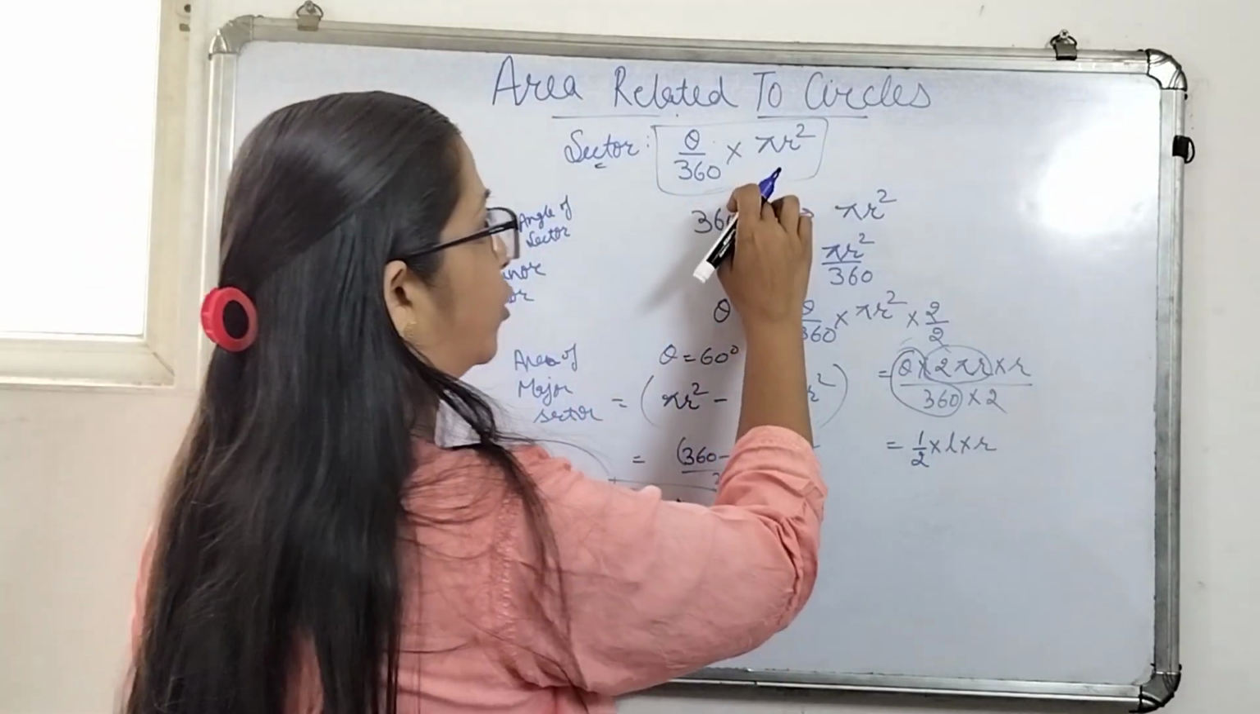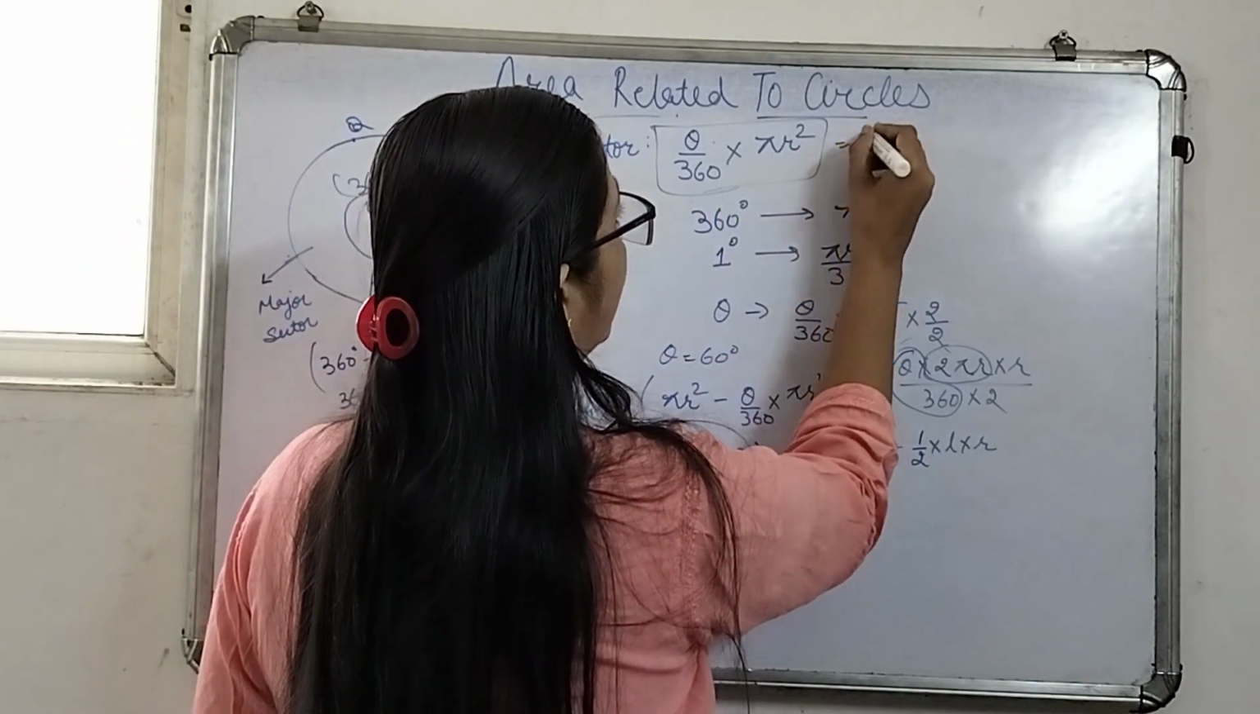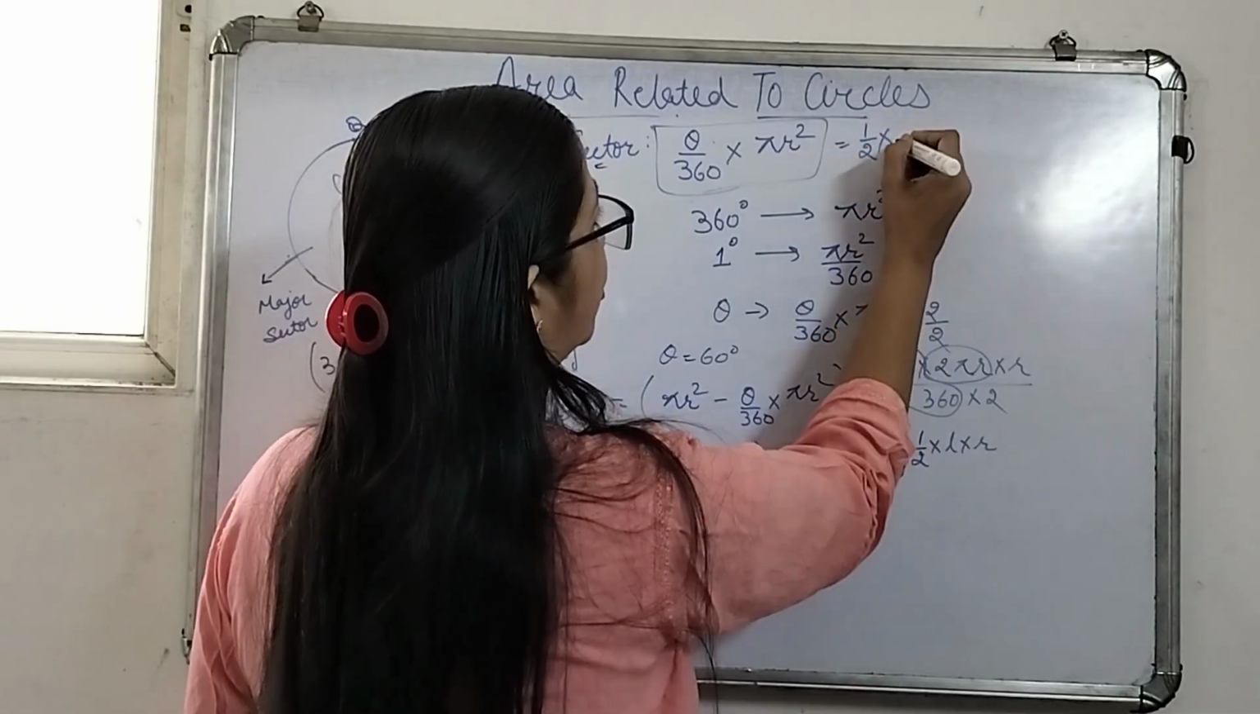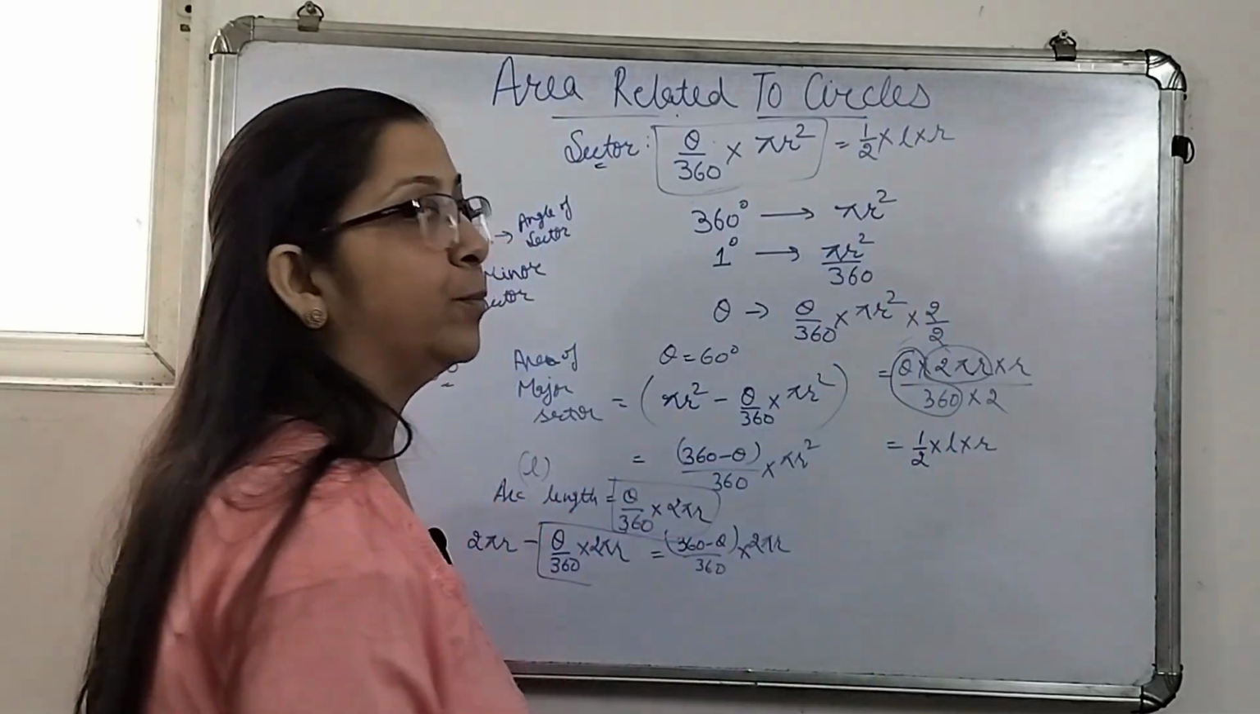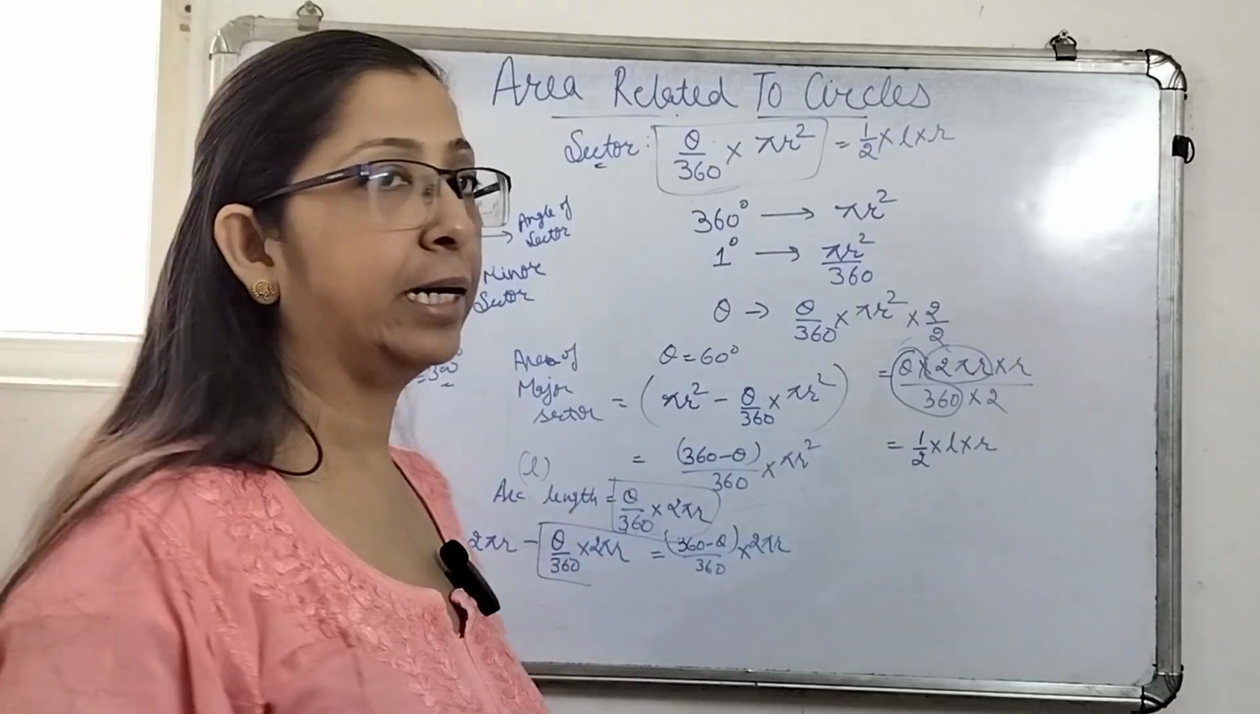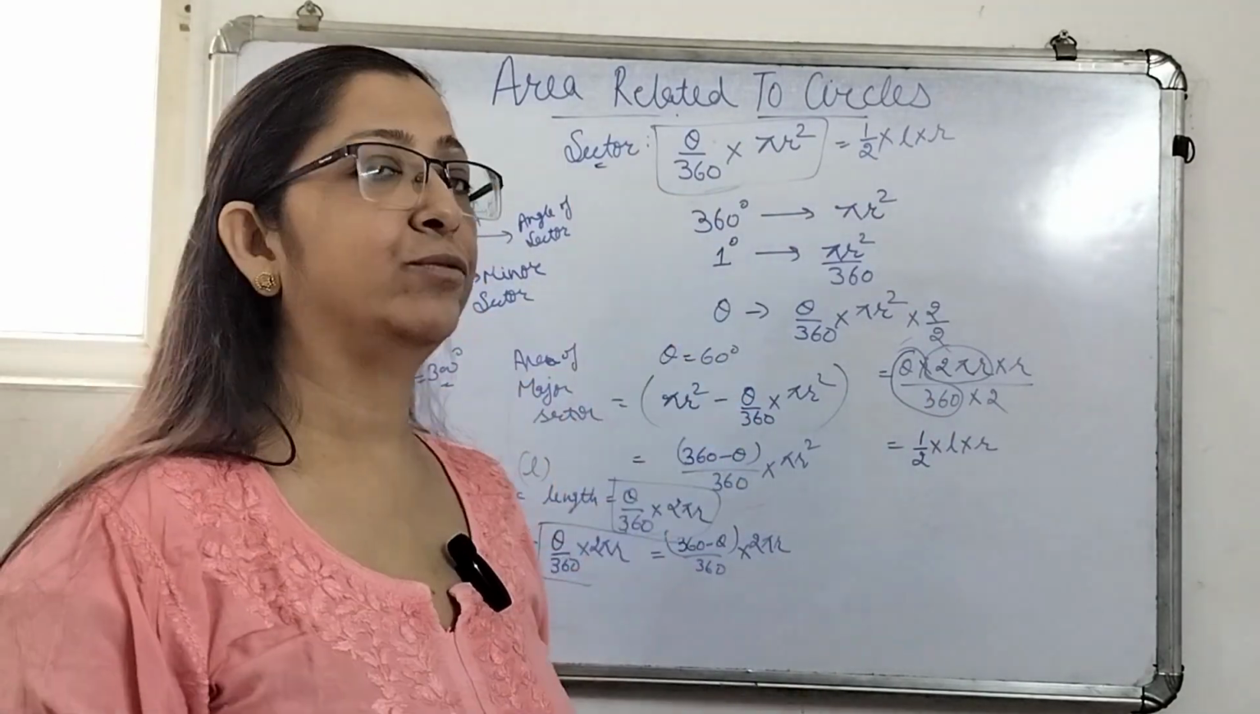This is the formula for finding the area of the sector. Along with that, we can even write 1 upon 2 into L into R. In terms of your arc length, even we can find the area of the sector.